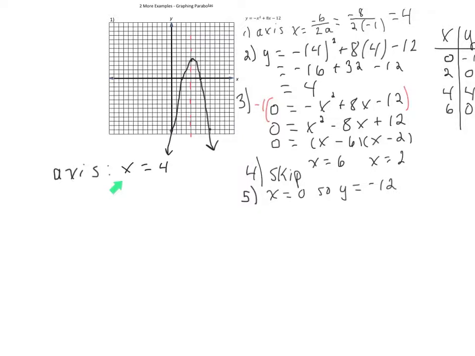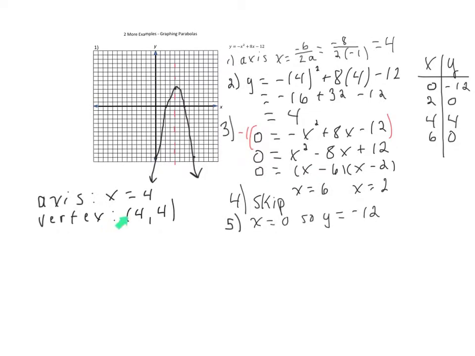Remember to use the x when you write the equation for the axis of symmetry. And the next point we're going to list is our vertex, which is our high point on the graph, which in this problem was (4, 4). So there's our vertex, (4, 4).